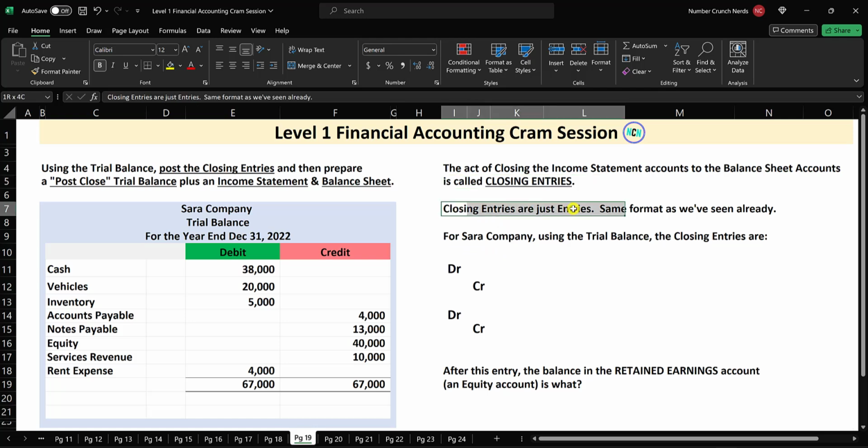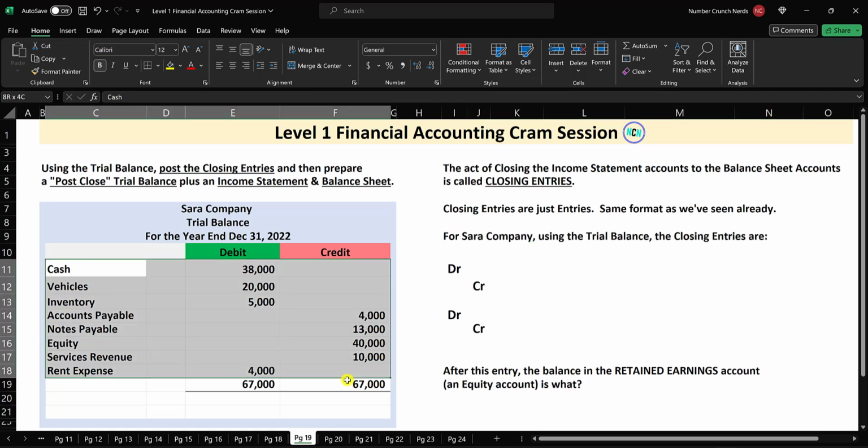Closing entries are just journal entries. They're just 2 lines of text, the same format that we saw already. For Sarah Company, using this trial balance right here, the closing entries are as follows. Now, before I start entering them, let's make sure we understand what we have to do. We have to close the income statement to the balance sheet, which when we're looking at individual accounts, what does that mean? It means we have to close the income statement accounts to the balance sheet.